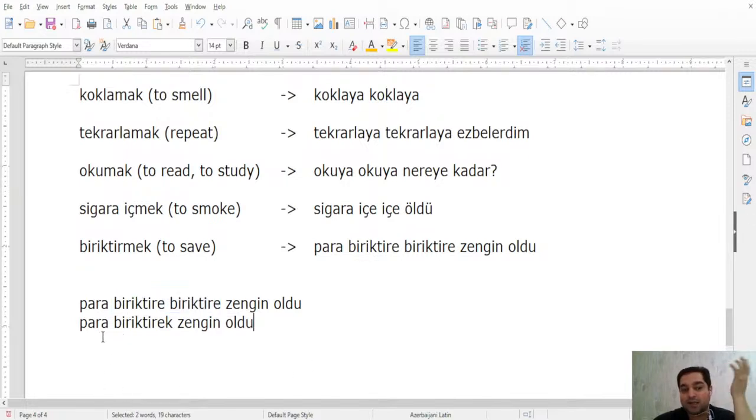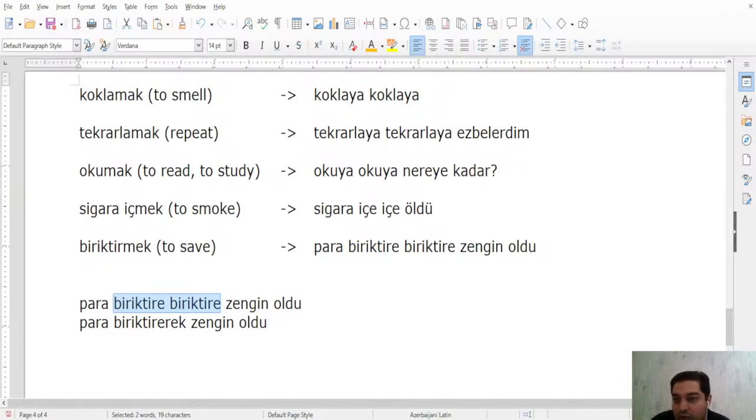When you say para biriktirerek zengin oldu, you don't have that emphasis on the word biriktirerek. Biriktirerek, that is the full form. So you only have biriktirerek. But when you say biriktire, you kind of open up and expand the word, and emphasize that it was possible through his saving. Continuously saving. He became rich, yes, but it was possible because he continuously saved money.